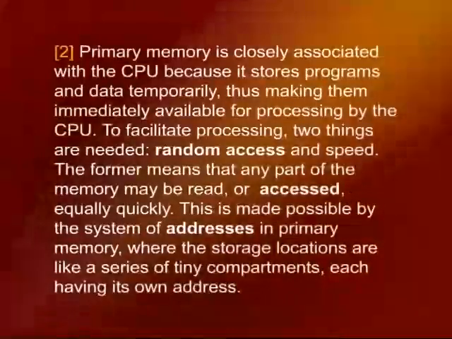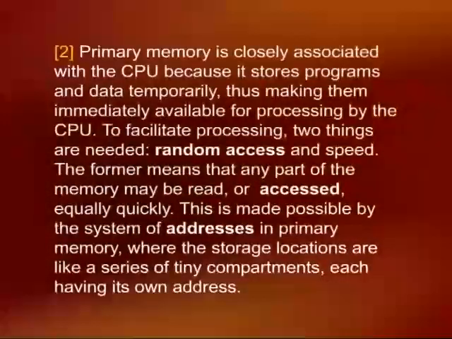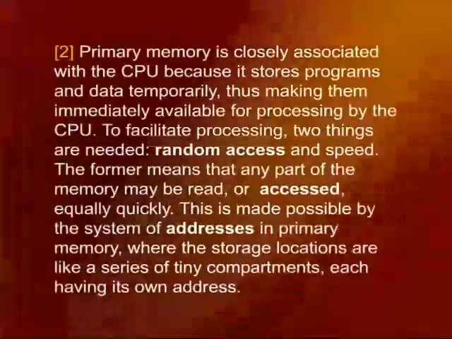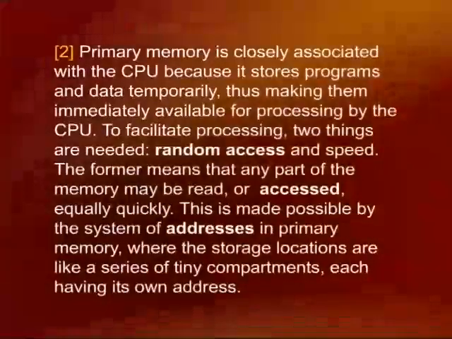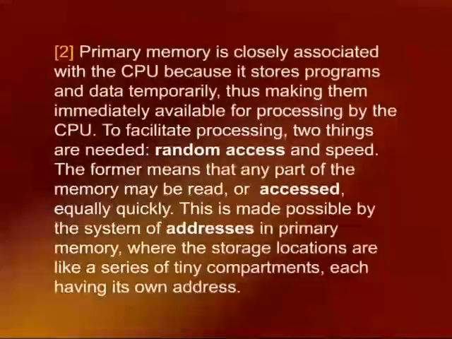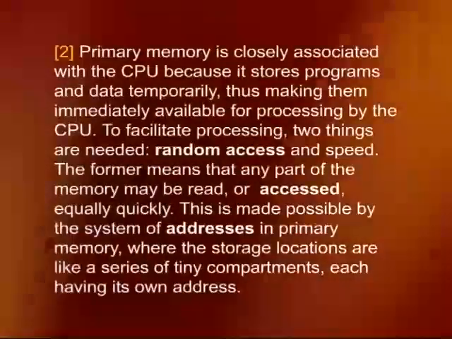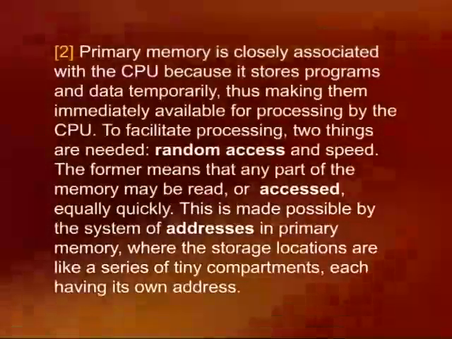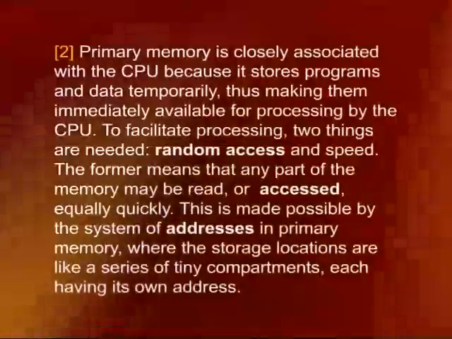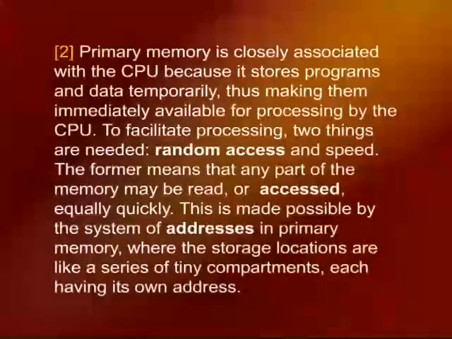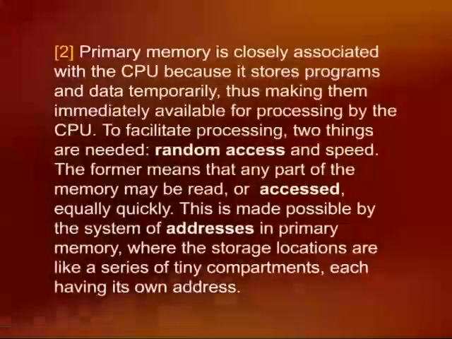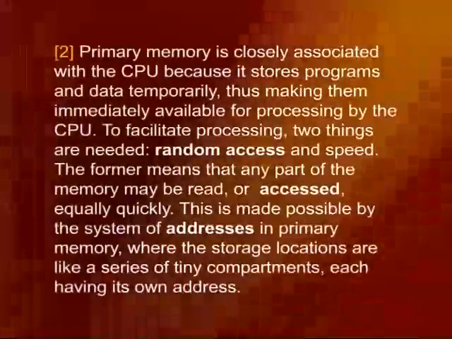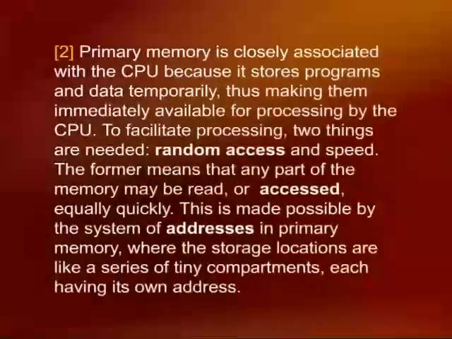Primary memory is closely associated with the CPU, because it stores programs and data temporarily, thus making them immediately available for processing by the CPU. To facilitate processing, two things are needed: random access and speed. The former means that any part of the memory may be read or accessed equally quickly.